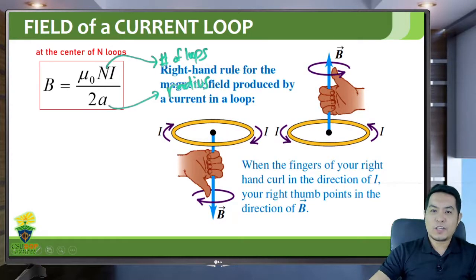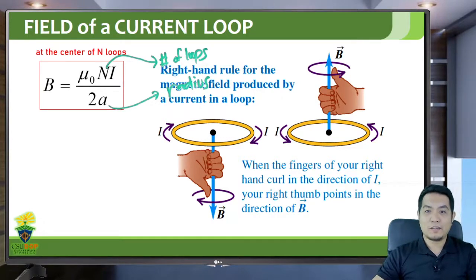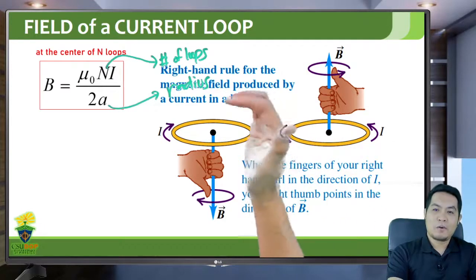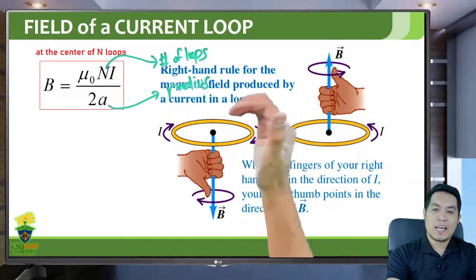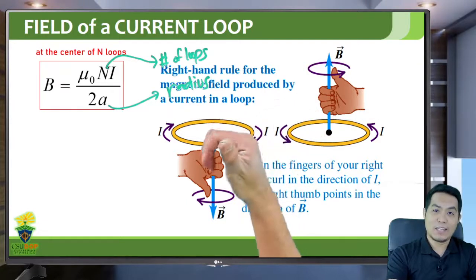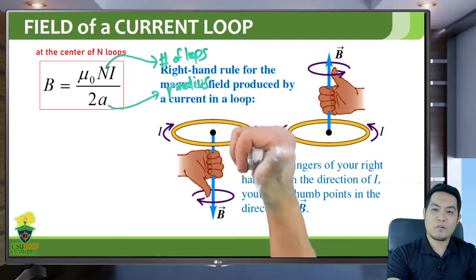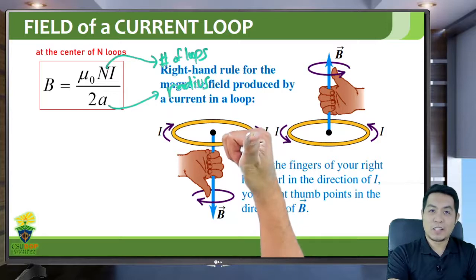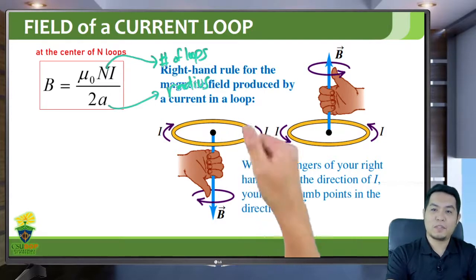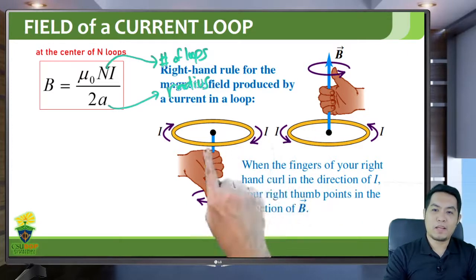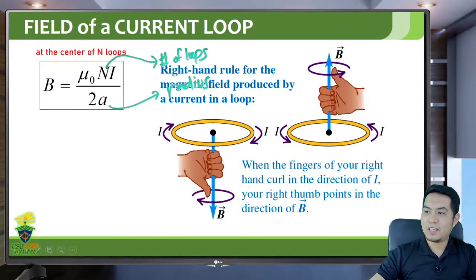For such a loop, the direction at the center is governed, again, guess it, by the right hand. If you curl your fingers in the direction of the current in the loop, then your thumb is the direction of the magnetic field of the current loop. These are represented by these images here.